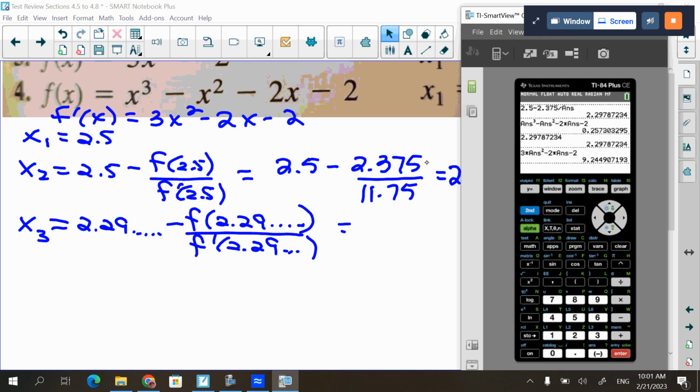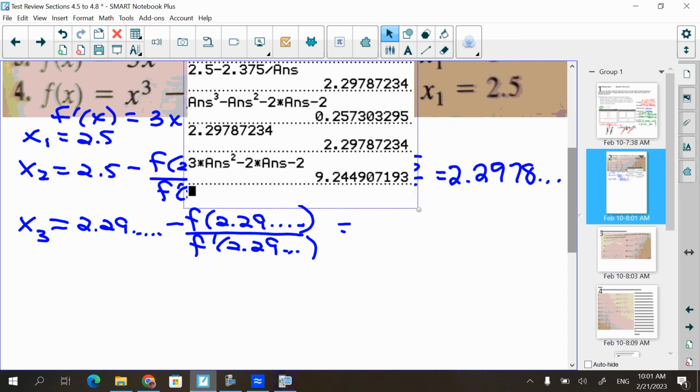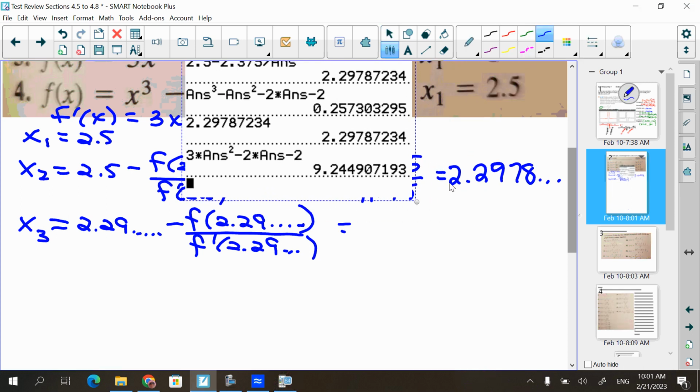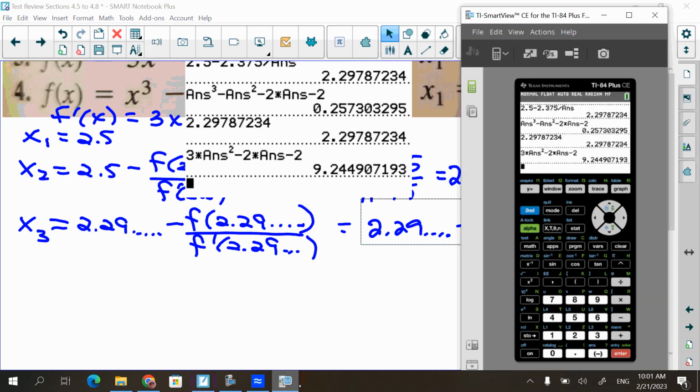So what I could do right now is I could say for my work, 2.29 and so on, minus 0.2573 and so on, over 9.249 and so on. I guess there's supposed to be another 4 in there. There we go. But you can do it on your calculator. So I take that 2.29 thing, and then minus, and then this guy here, divided by this guy here, second answer.